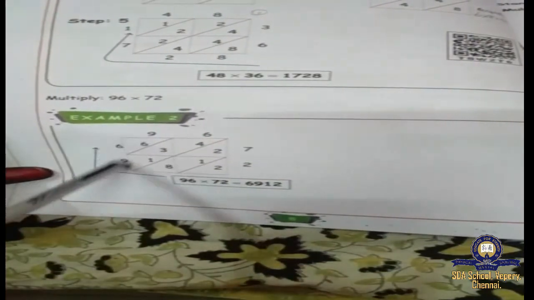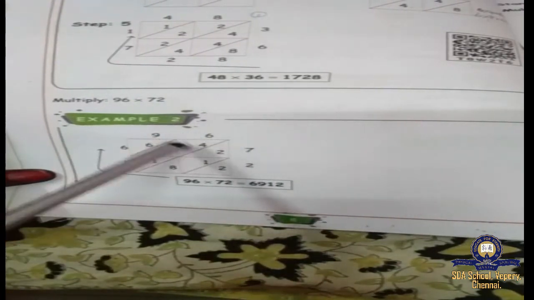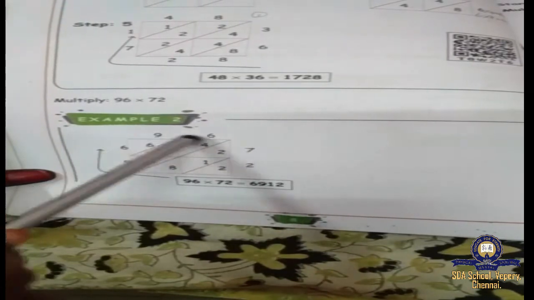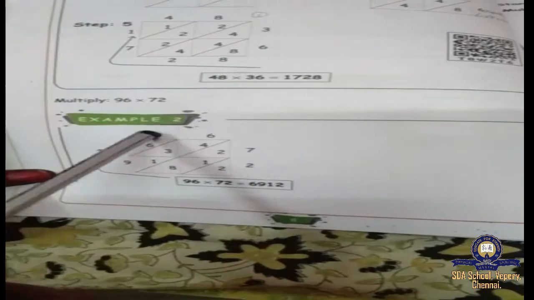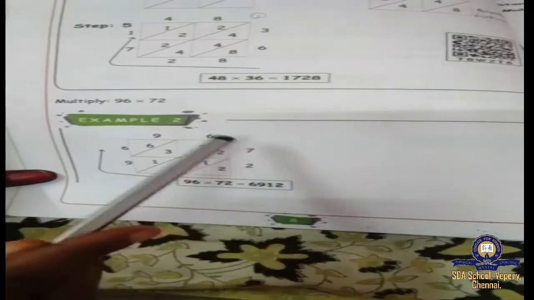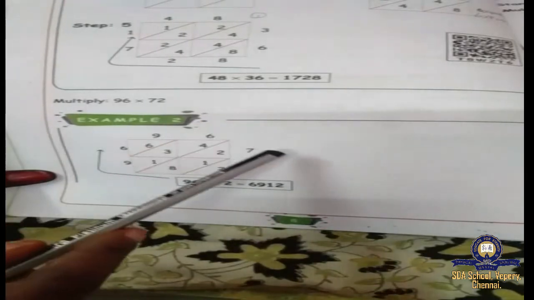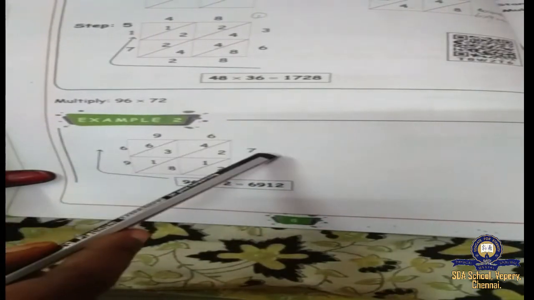I will explain with another example here. Multiply 96 into 72. So draw one square and divide it into 4 parts first, and then draw the diagonal lines. The first number, 96, write on the top. The second number, 72, on the right hand side of the square. First you have to multiply 96 with 7. First 7 into 9 equal to 63.